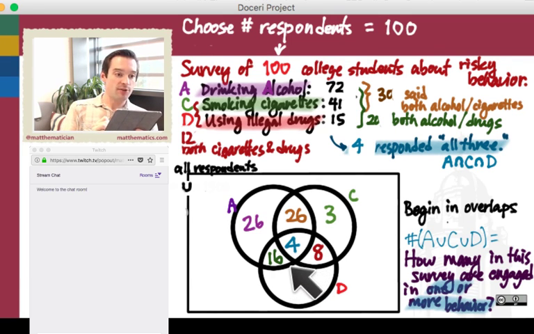Finally, my illegal drug users. Okay, so I've got a problem here. So my data is actually not correct. It's not sustainable the way that it is, right? Because I've already accounted for 28 illegal drug users, but I said there were only 15 in the data.